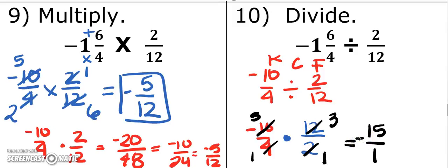Well, that's an improper fraction. 15 divided by 1 is just 15. And we keep it negative. So we have the exact same numbers. One was multiplying, one was dividing. As you can see, we got very different numbers there.